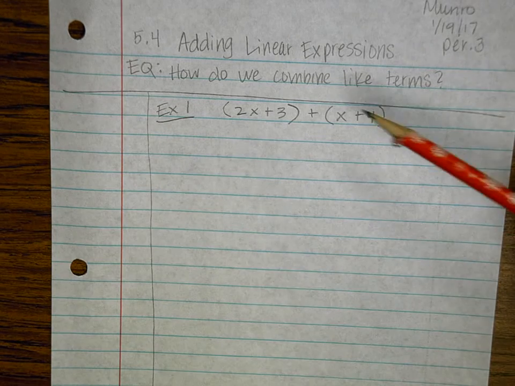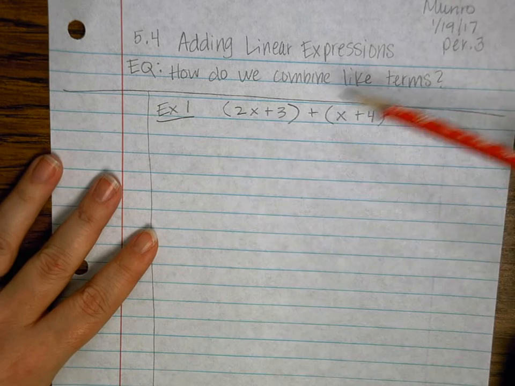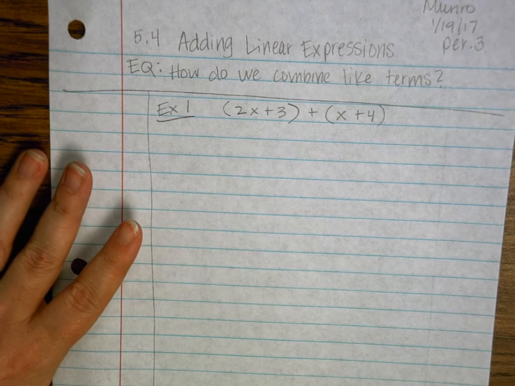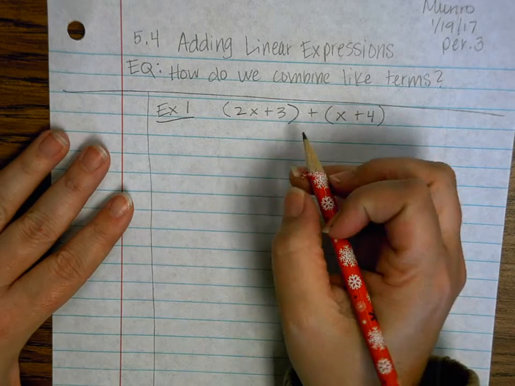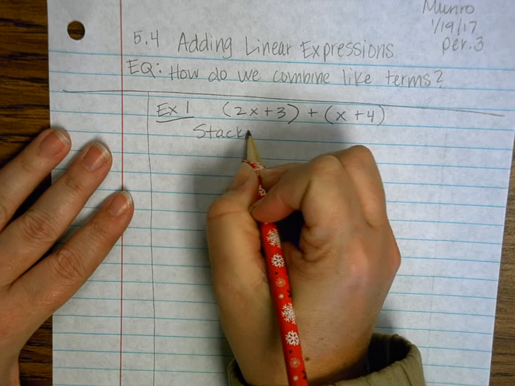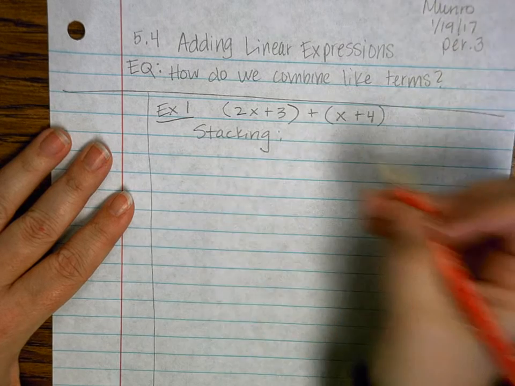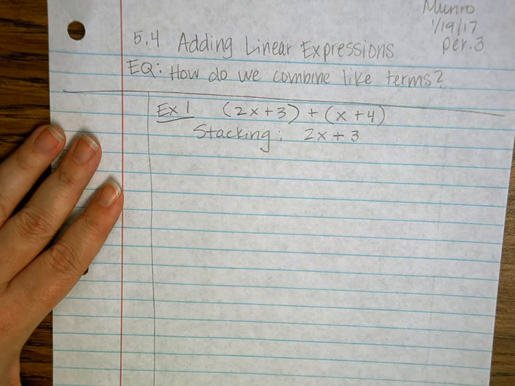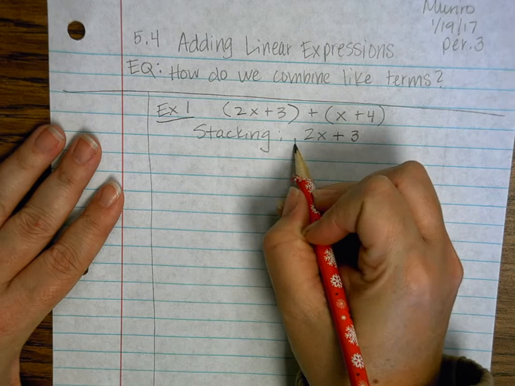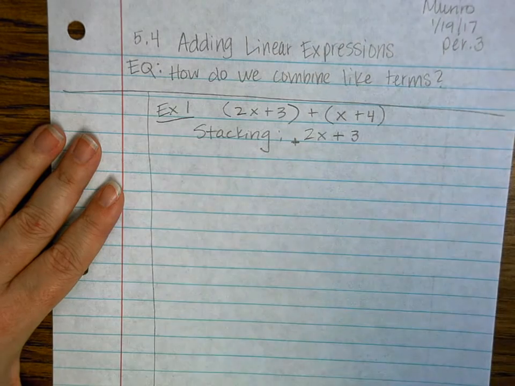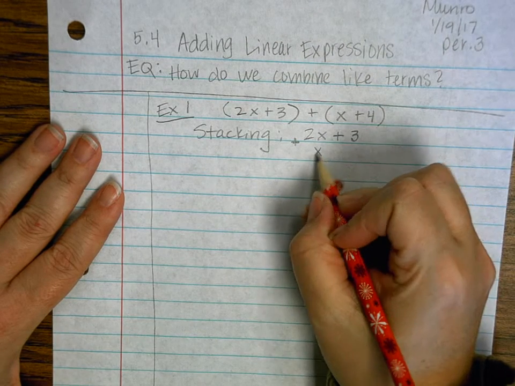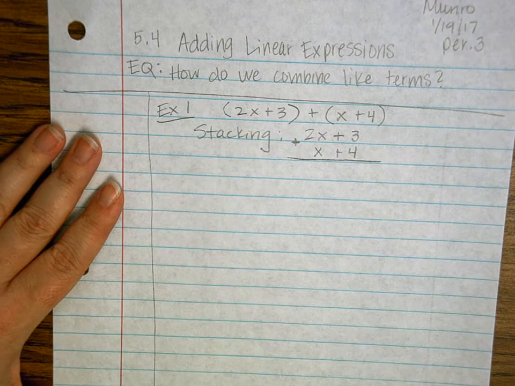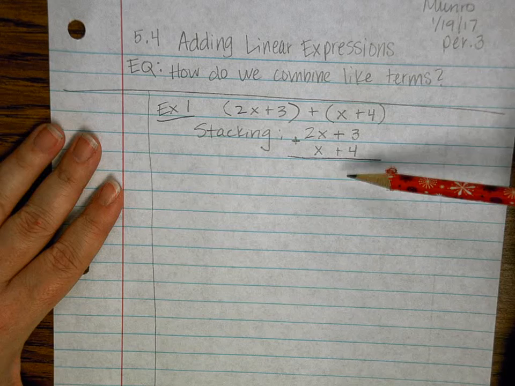Now before, when we did some of these, I had you guys circling the like terms. Do you remember that? We were circling all the x's and then circling the constants. You can still do that. But one other way to do it, it's called stacking. So write stacking. And you take the 2x plus 3 from the first set of parentheses and then put a plus sign, just like you're adding back in elementary school when you stacked your addition problems. And then you put x plus 4 right underneath that. So you're lining up your x's and you're lining up your constants. You guys see how I stacked them?